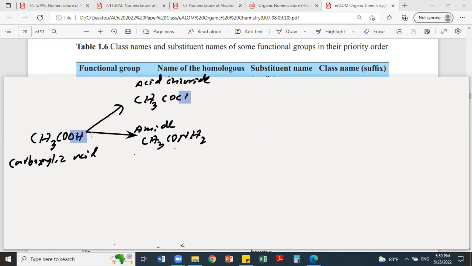The third one, you can replace this with ester group. We can write CH3COOCH3. So this is methyl ethanoate. That means the OH group is replaced with OCH3. This is the OH group. This replaced with Cl, here replaced with NH2, here replaced with OCH3. So this is called ester. Ester, 1, 2, 3.